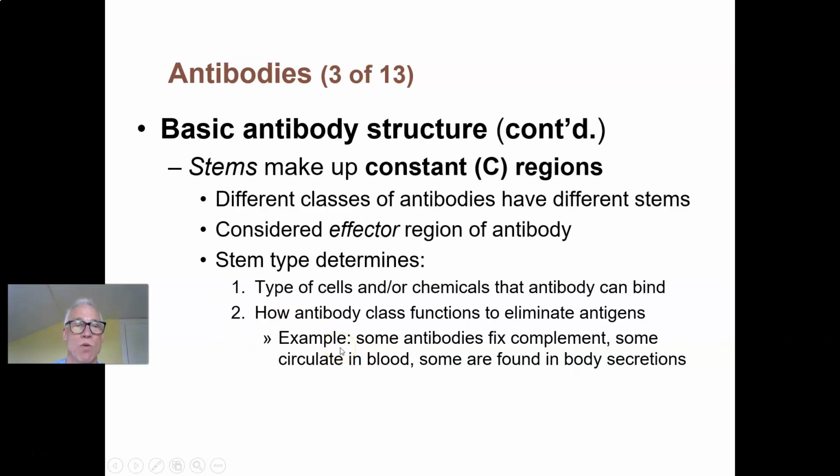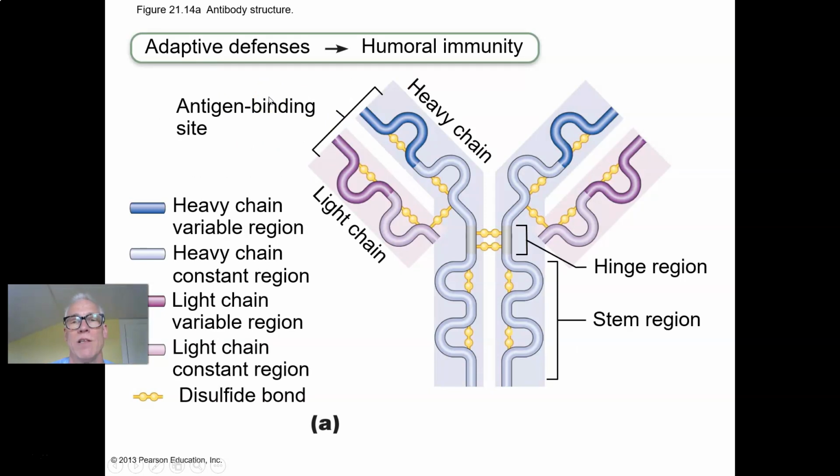The stem of the Y is different in each of the 5 classes of antibodies, and that's the different part. The Y parts are the same potentially, but the stems attach to different things and give different functions to the different classes of antibodies. So let's take a look at the antibodies in the different classes.